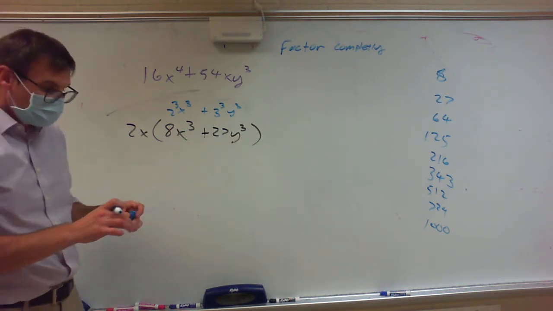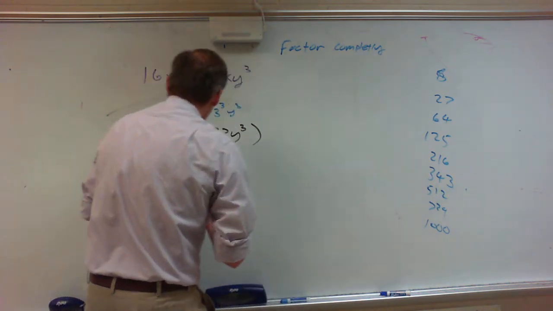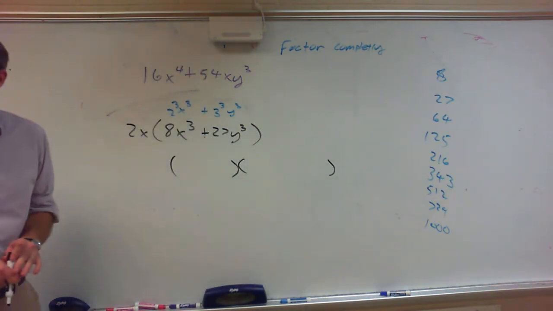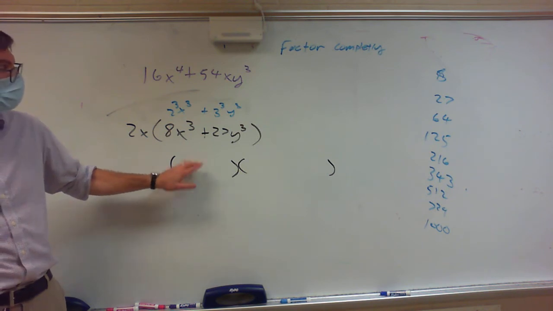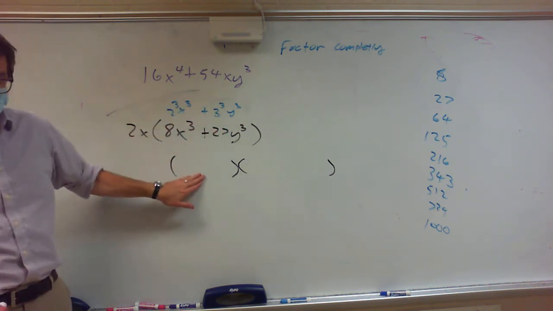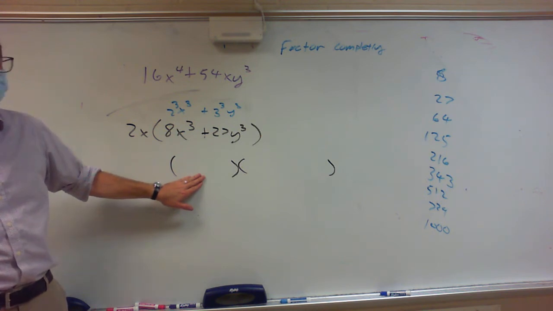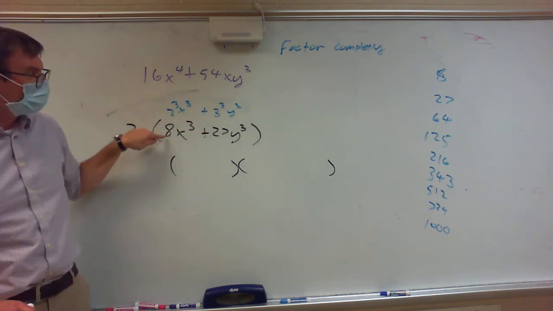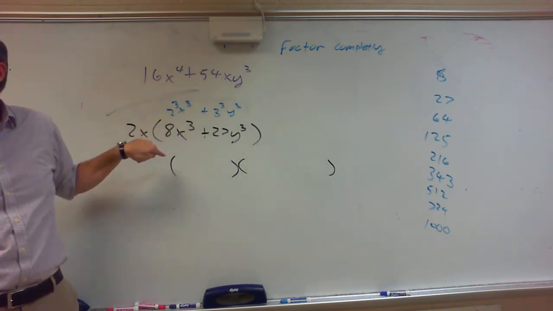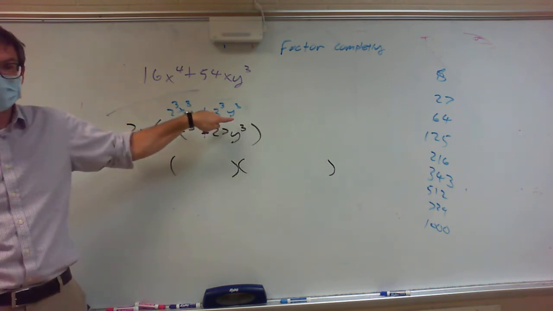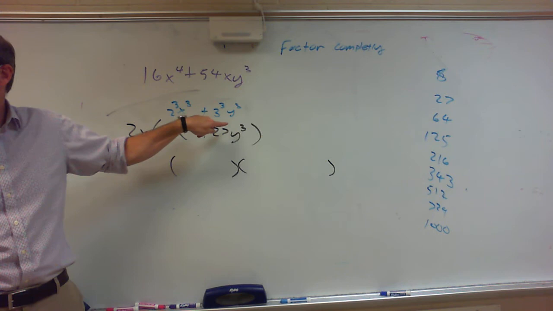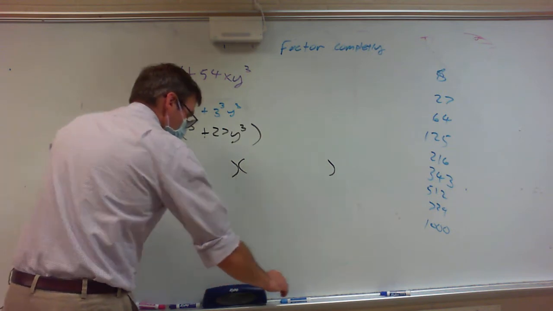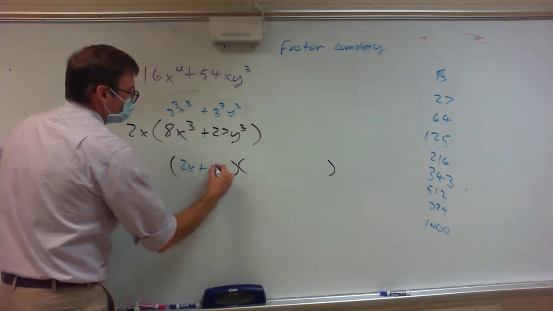And the way to factor a sum of cubes, it's going to factor as a 2-part thing and a 3-part thing. The 2-part thing's easy. Drop the cubes. If I drop all of those cubes, what's going to go here? 2x plus 3y. Does everybody see that? So this is going to give me 2x plus 3y.